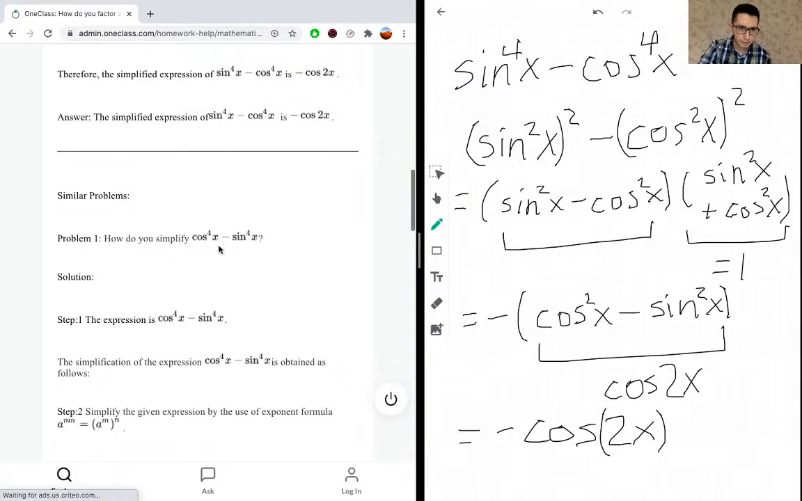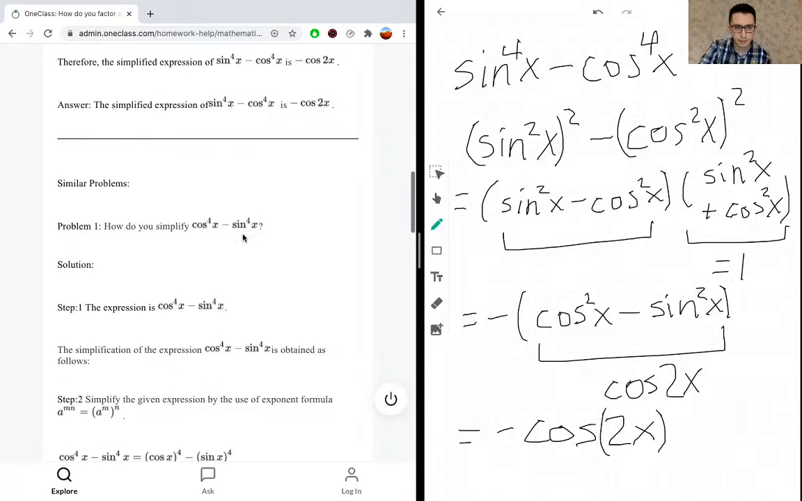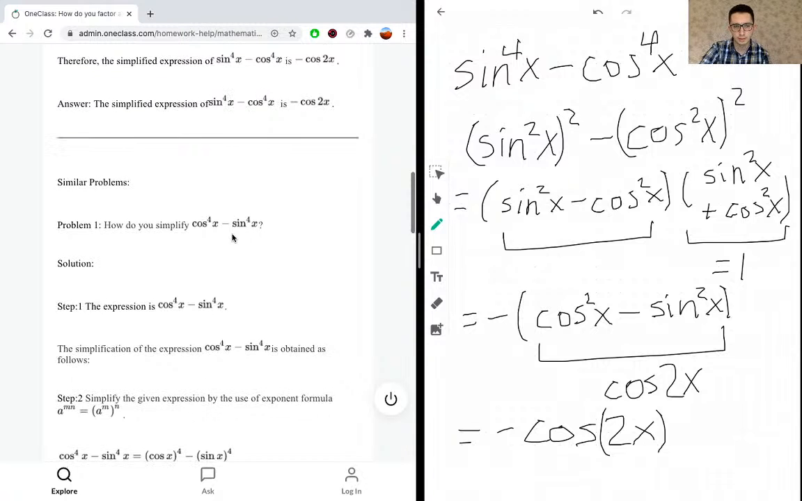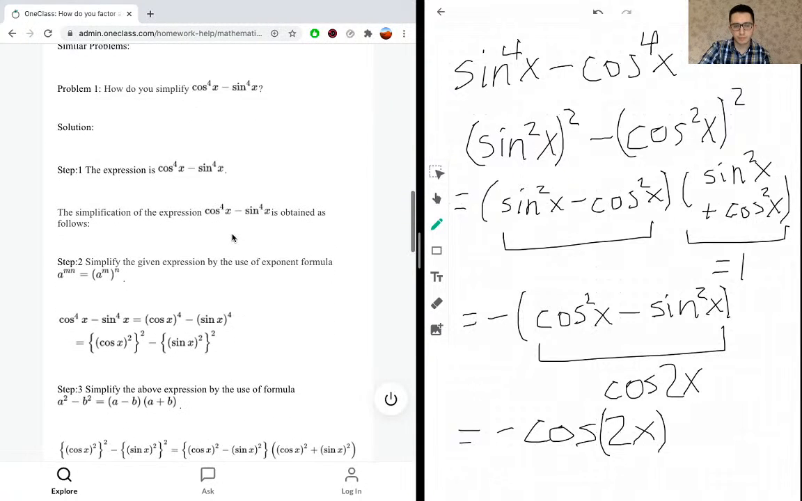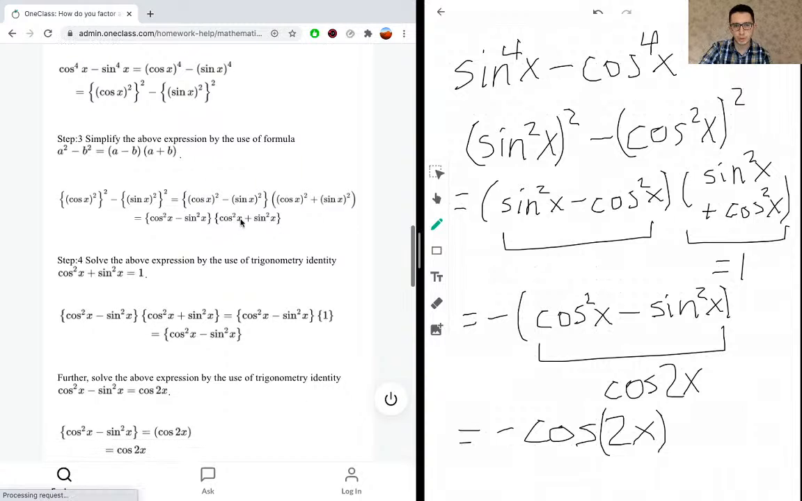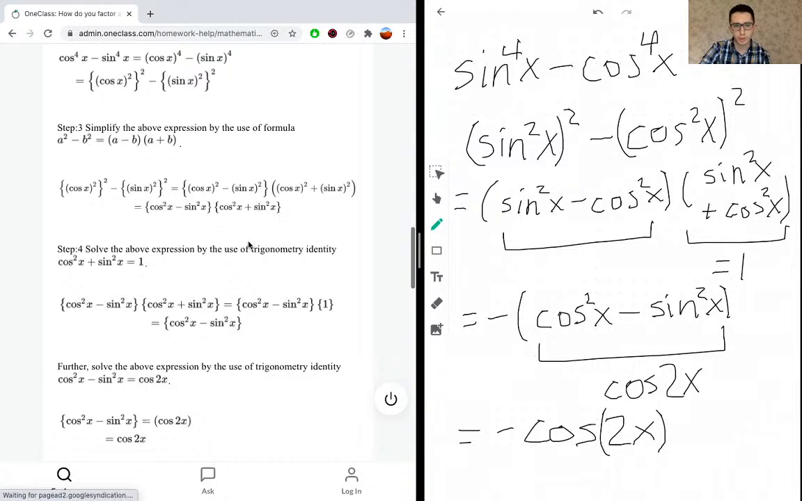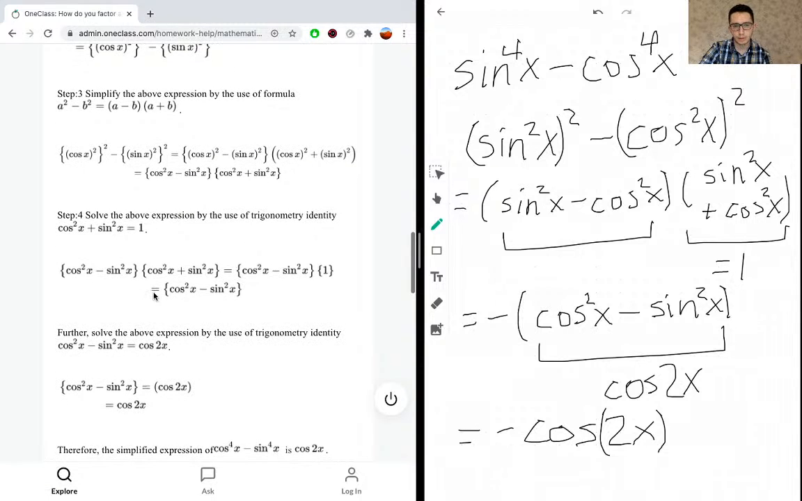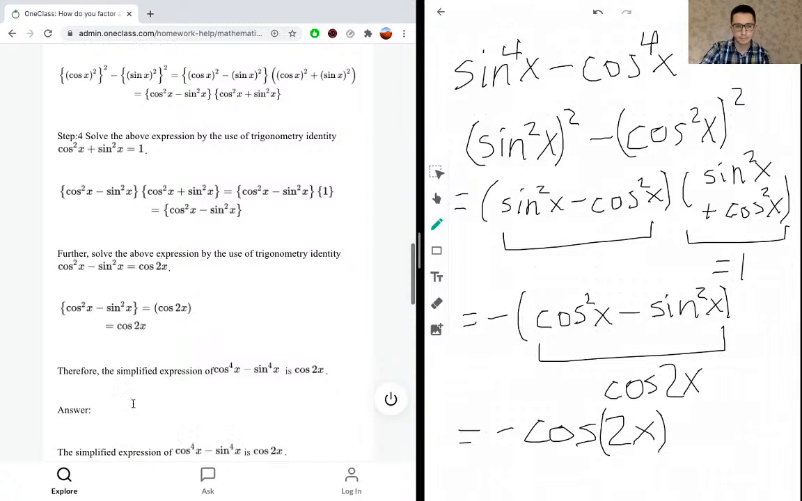I believe here they provide another example. Instead of sine 4x minus cos 4x, they say cos 4x minus sine 4x. So it's also a difference of squares. Following a similar process, you can eliminate the cos squared x plus sine squared x, which is equal to 1. Then you end up with this, except you don't need a negative sign in the beginning because it's already in a format where you can convert it to cos 2x.